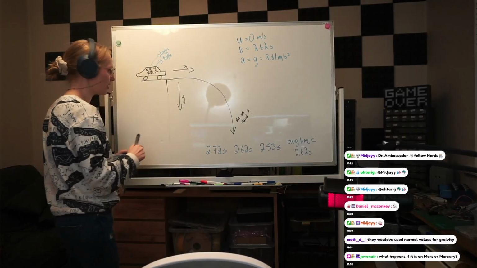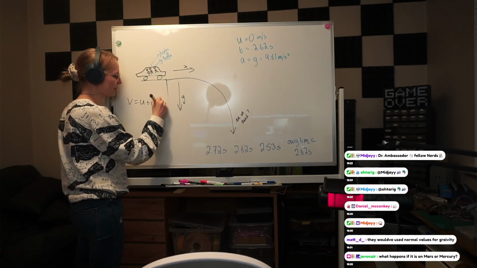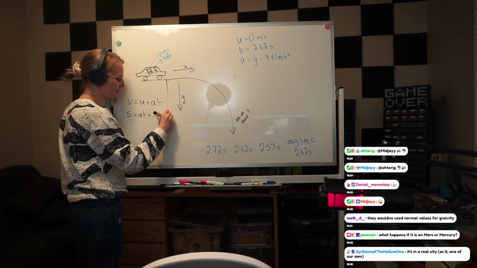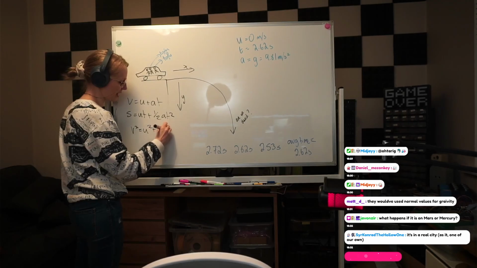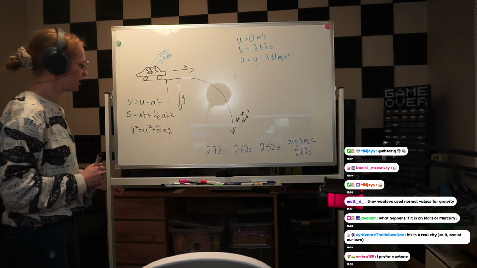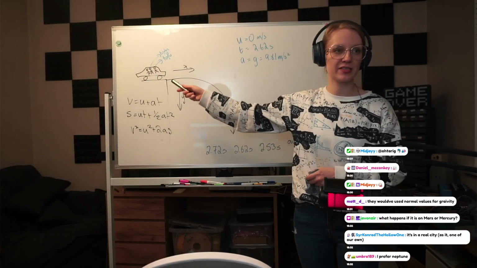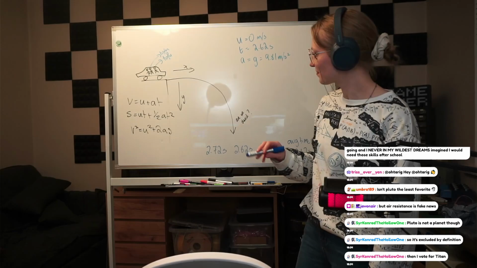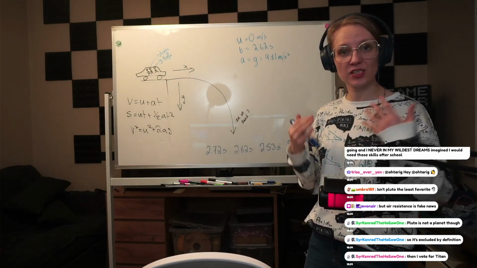So here are some of the equations of motion. v is equal to u plus at. s is equal to ut plus a half at squared. And v squared is equal to u squared plus 2as. Okay, so the thing that we're looking for is s. s stands for displacement, a is acceleration, t is time, u is initial speed, and v is final speed. So s is displacement, which is just a fancy word for distance with direction.